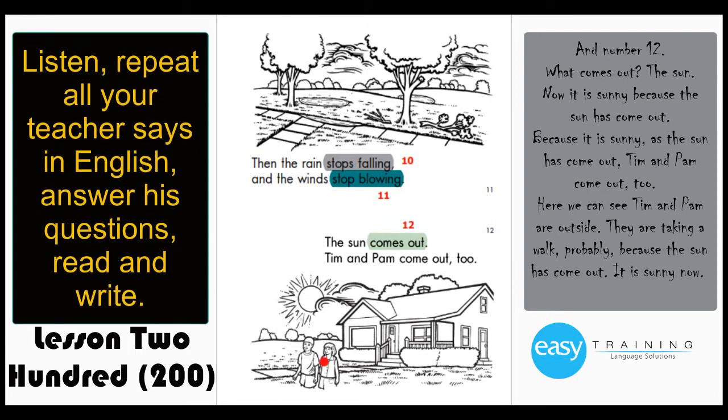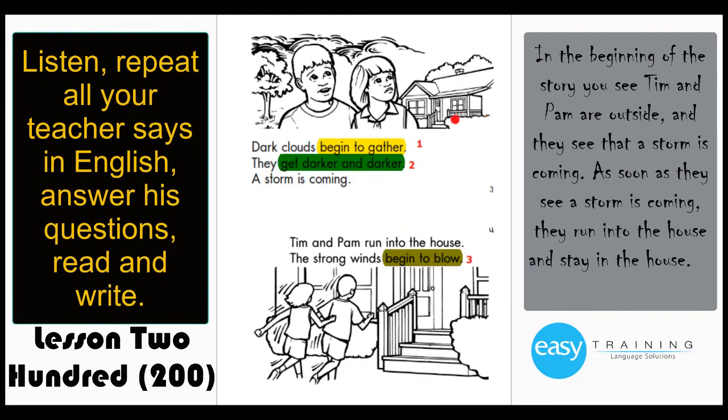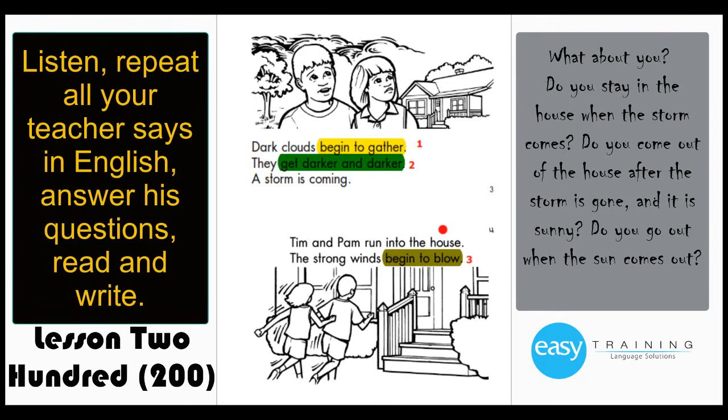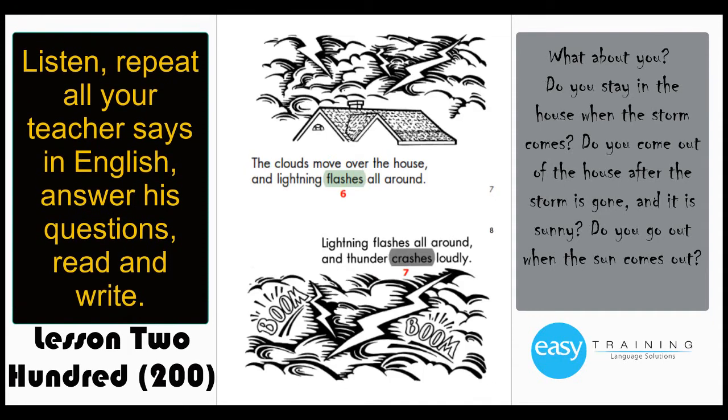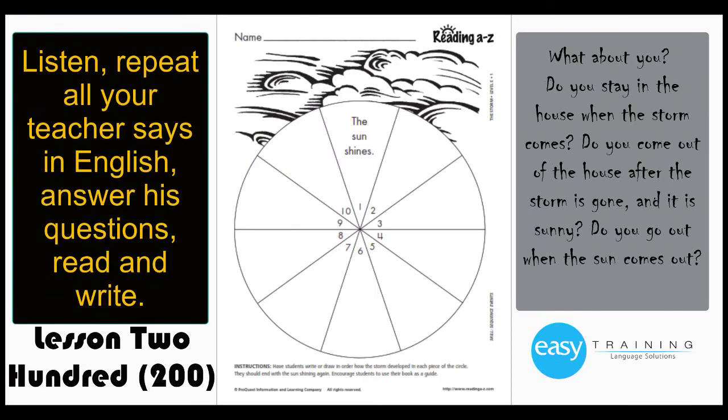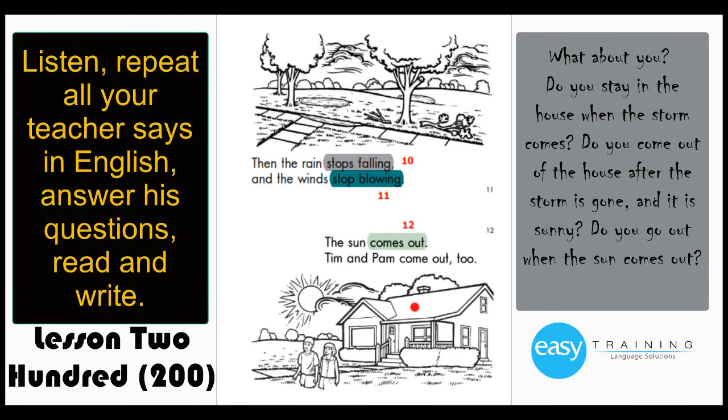It is sunny now. In the beginning of the story, you see Tim and Pam are outside and they see that the storm is coming. As soon as they see a storm is coming, they run into the house and stay in the house. What about you? Do you stay in the house when a storm comes? Do you come out of the house after the storm is gone and it is sunny? Do you go out when the sun comes out?